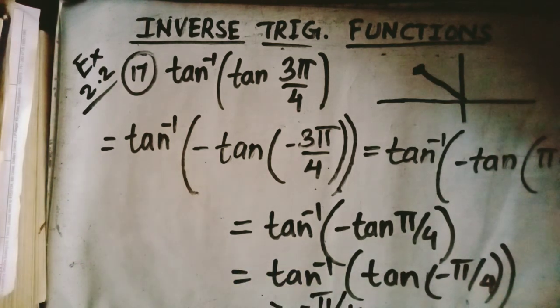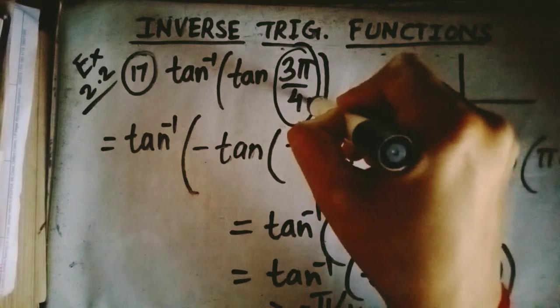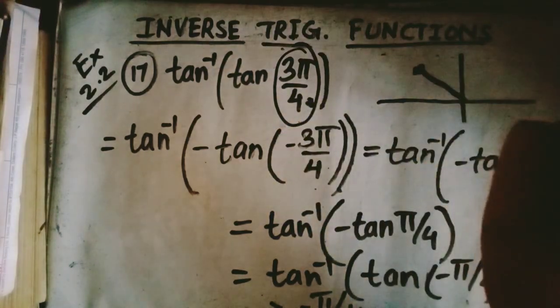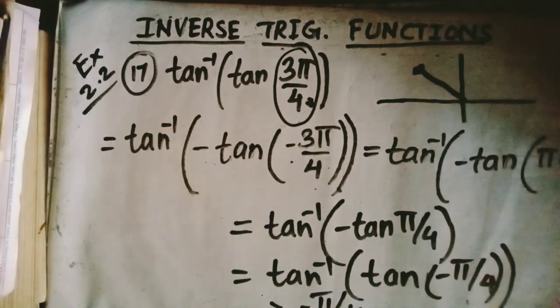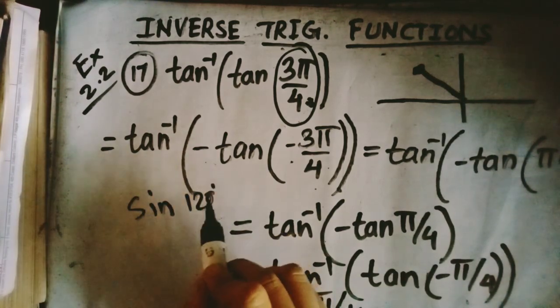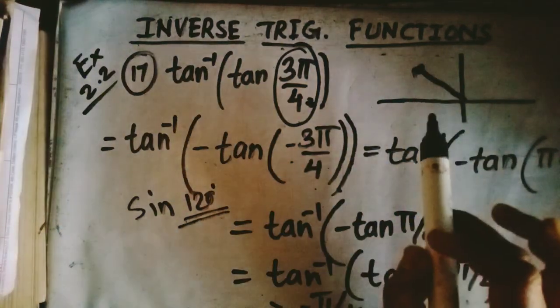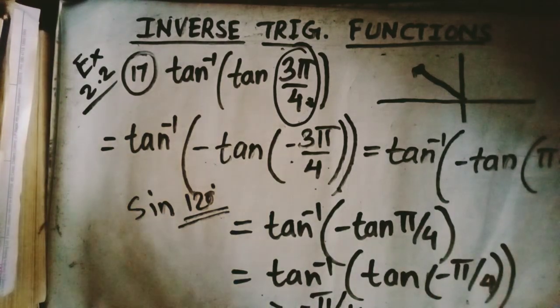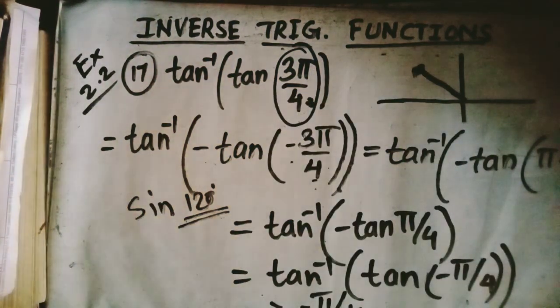So you should look at the degree which is given, the original value, and see where it falls. Based on that you have to take the negative value. In the previous question it was sine and it was 120 degrees, right? That was falling in the second quadrant, but in the second quadrant sine and cosec are positive. But here, at 135 degrees, tan is negative.